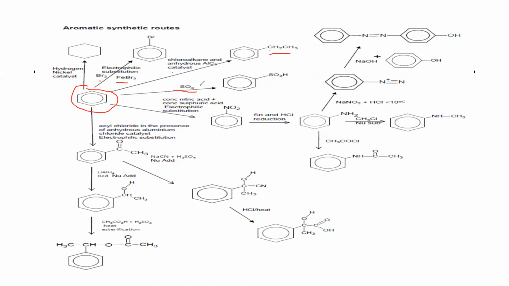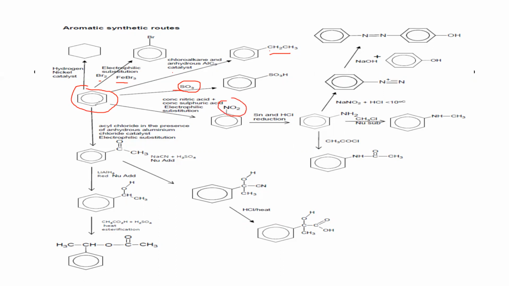If you use sulfur trioxide, then benzene sulfonic acid. If you use concentrated nitric acid and a mixture of concentrated sulfuric acid, the purpose of the sulfuric acid, again, is a catalyst for this reaction, to produce an NO2 group or electrophile.